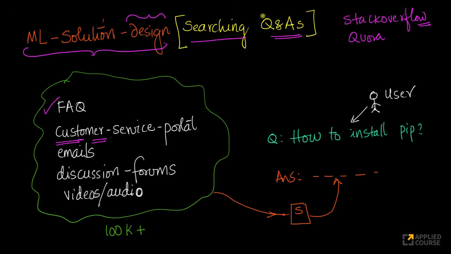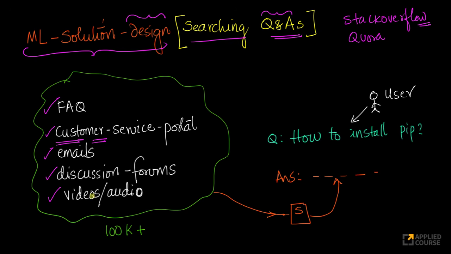So lots of companies, both big and small, sit on a large repository of questions and answers, which are typically either in the form of FAQs or in the form of interactions with customer service personnel. They could even be in emails, right? A customer might send an email to the official email address saying, hey, I am encountering this problem. Can you help me with it? Or this could be discussion forums like what you have in Stack Overflow and Quora.